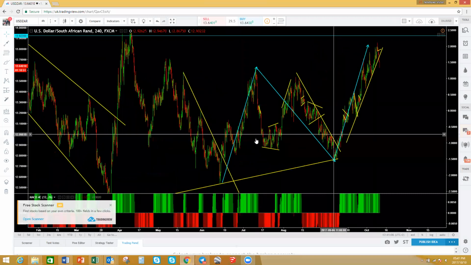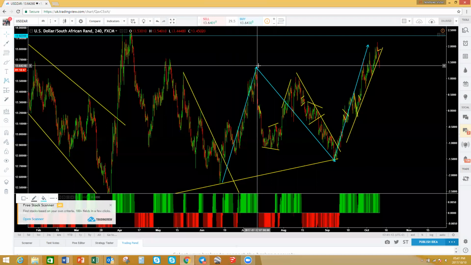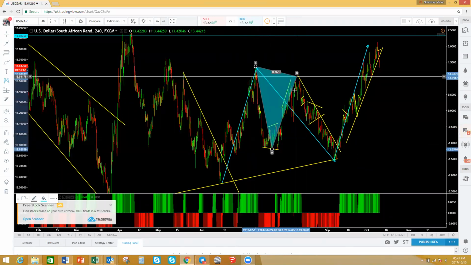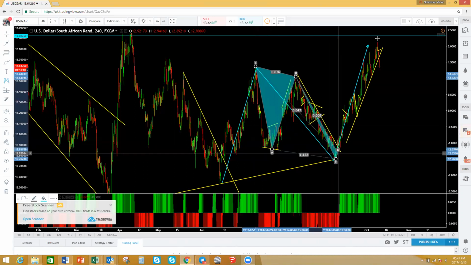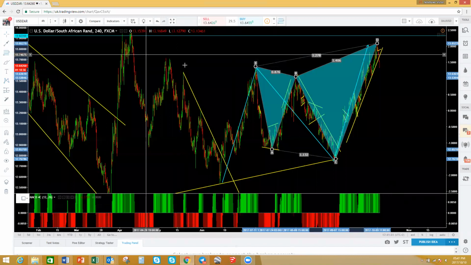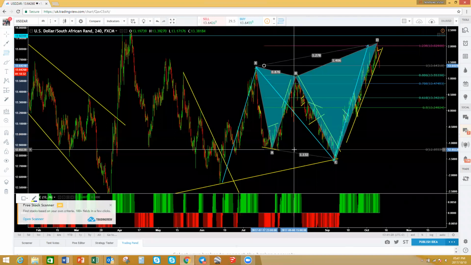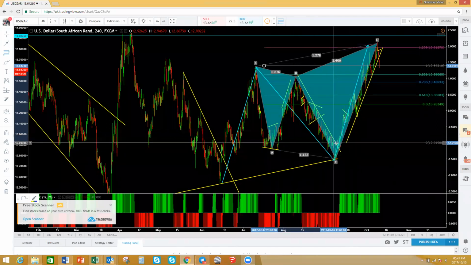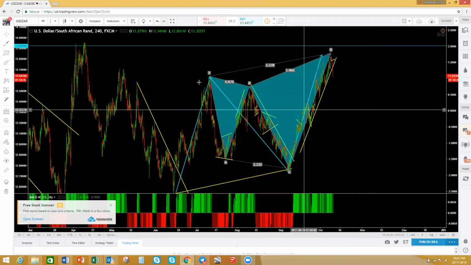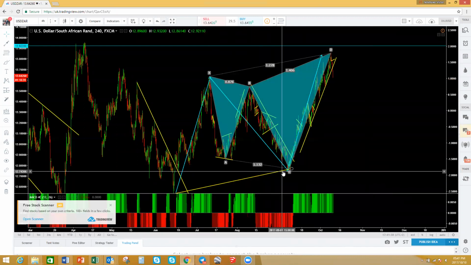So there was also a pattern which one of the students in this week's online course sent for us. It's a butterfly pattern. Where does the butterfly pattern end? If you take your fib, the butterfly pattern ends at the 1.61 extension. Let's just do that. Let's see. So you've got your X, A, B, C.